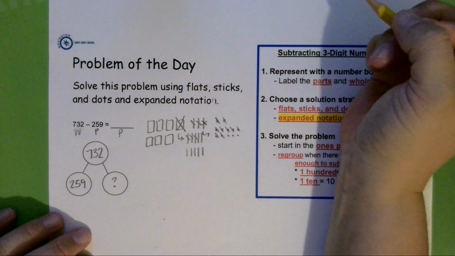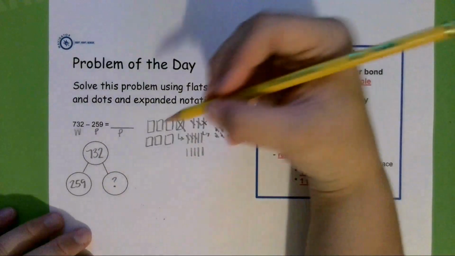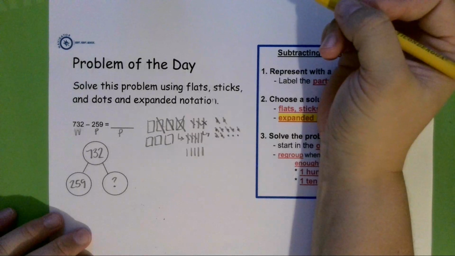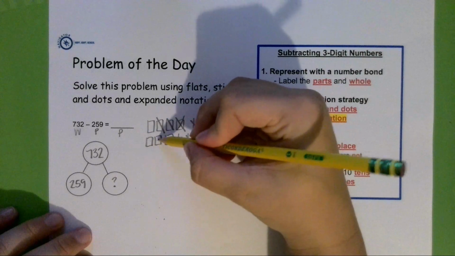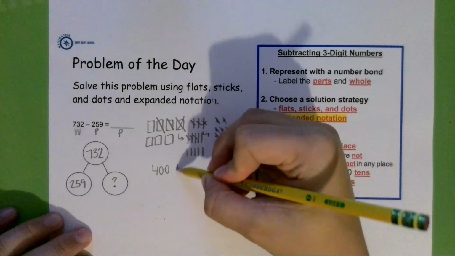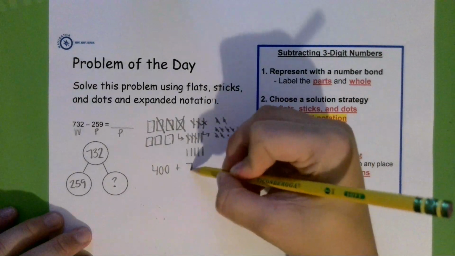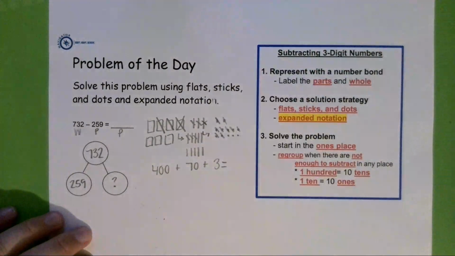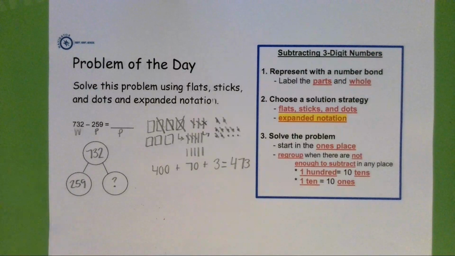Nice work. How many hundreds should we subtract? Say it out loud. Right, 2 hundreds. Let's do it. Count with me. 100, 200. Now let's count what's left, starting in the hundreds place. 100, 200, 300, 400. Now the tens. 10, 20, 30, 40, 50, 60, 70. And the ones. 1, 2, 3. So our missing part is, right, 473. Let's solve the same problem using expanded notation.